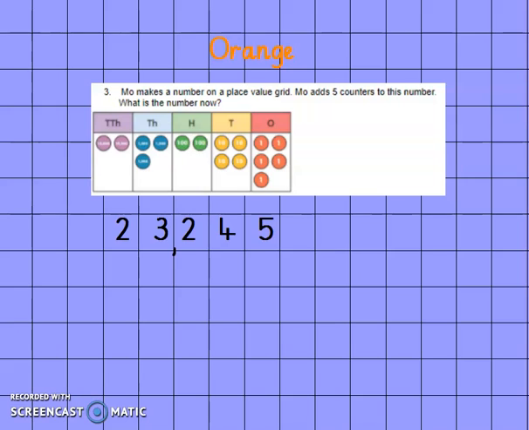23,245. This is where you can choose to add 5 counters in one of those columns, and I want to see that number change. You might put them in the 10,000s column and change your number that way. You might put them in the tens column. You have a go yourself. Write down the number that you get, and then you can take a picture of your work and send it to me afterwards and show me how you change that number.